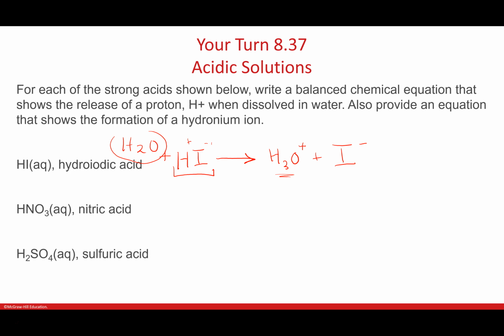Okay, so Natalie, help me out with the next one. What do you think? HNO3, which is nitric acid. Think of it as that H plus is going to get kicked off. So what would it look like on the other side? You can either just kick the H off, or you can have the H combined with a water molecule, either way. And to give you a hint, the NO3 is going to stick together.